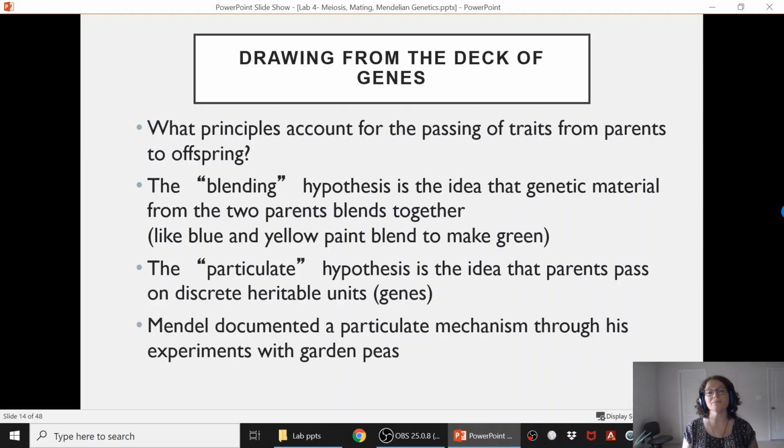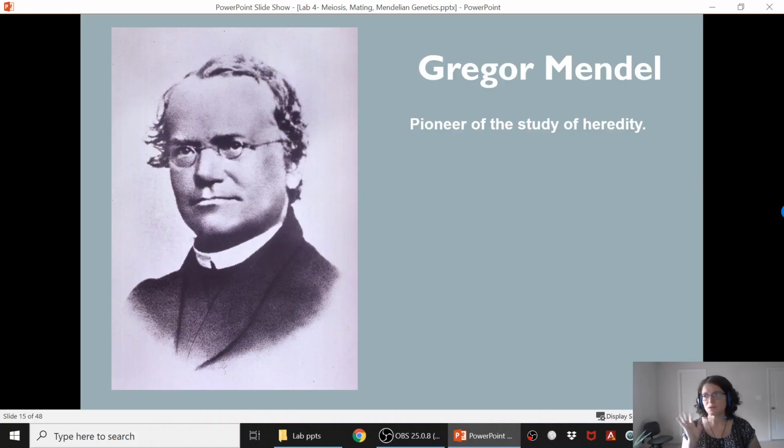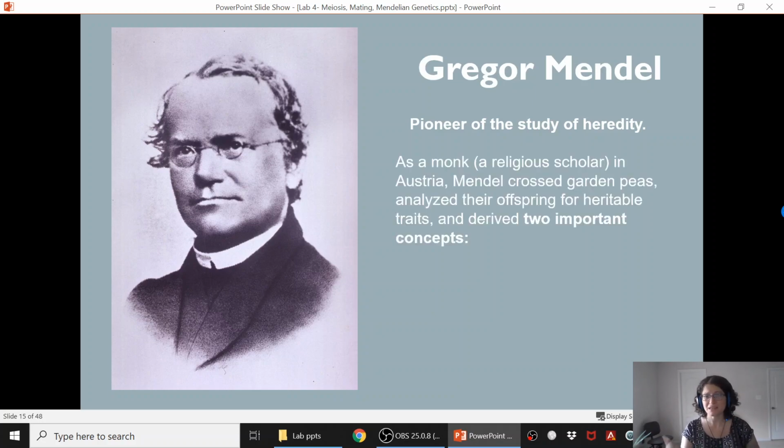So Mendel documented a particulate mechanism through his experiments with garden peas. So who was Mendel? He's the pioneer of the study of heredity. When we talk about Mendelian genetics, we're talking about the basic Mendelian principles that he created through his meticulous research. He was a monk, a religious scholar. He had a garden full of peas, and he crossed these garden peas, analyzed their offspring, and derived important concepts.